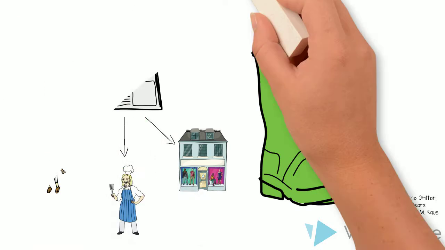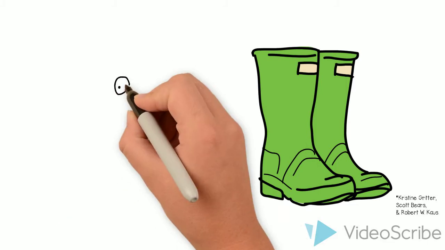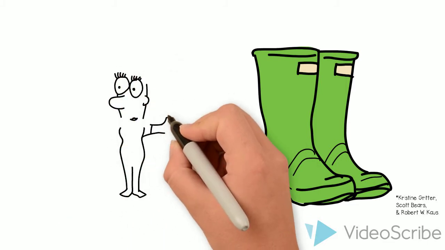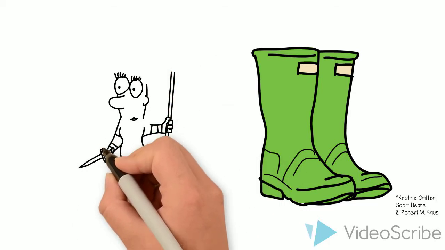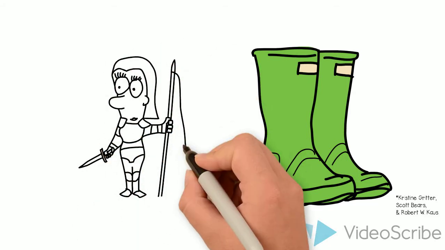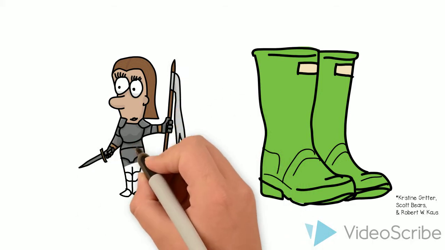Another assignment is to create a coat of arms during their medieval unit. Here they must research what is included in a coat of arms, create one that represents them, and then explain why they decided to include certain elements.